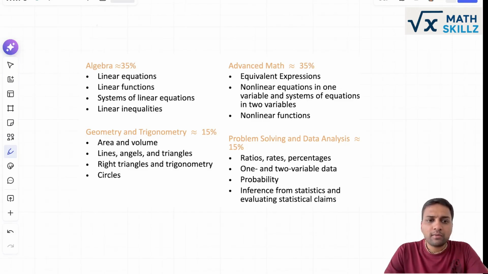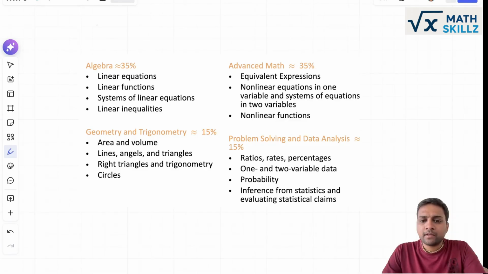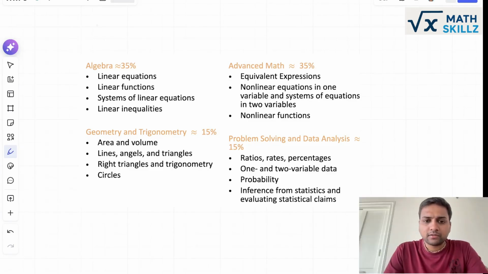Then geometry and trigonometry holds just 15%, where you can expect questions on triangles and trigonometry, lines and angles, and area and volumes. And finally we have problem solving and data analysis, which also consists of 15%, covering rates, ratios, percentages, and probability. So this is the overall categorization of different topics for SAT exam preparation.